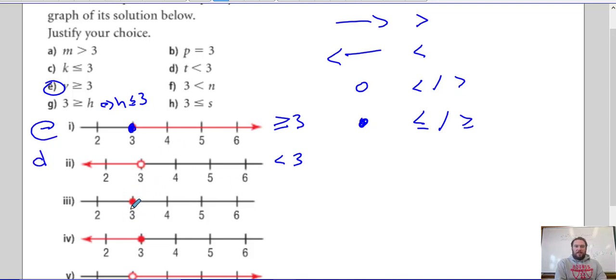Notice this one doesn't have an arrow. What does that mean? It means that there's only one answer, and that answer is 3. And then I could go through and I can match up exactly the same way.